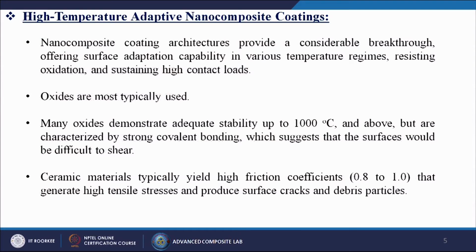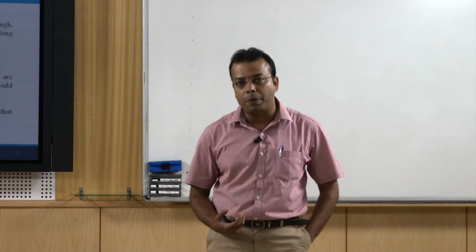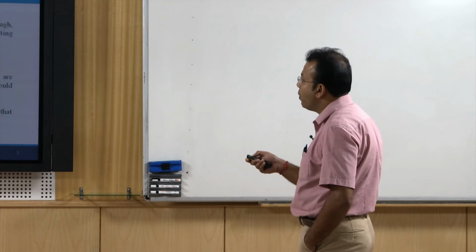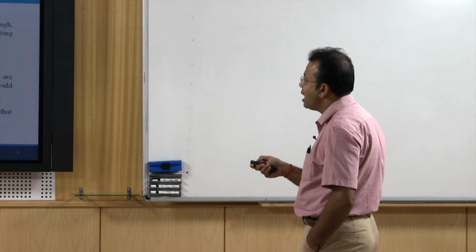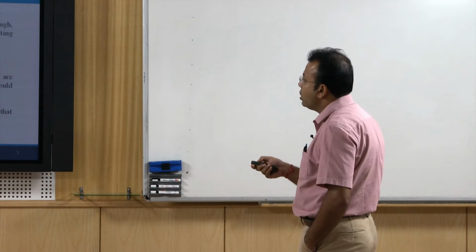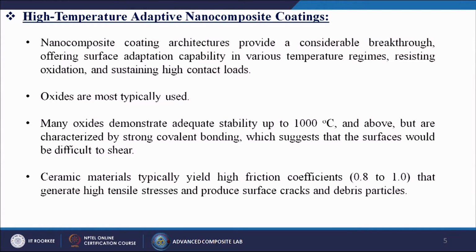Then we are going to discuss the high temperature adaptive nanocomposite coatings. This is also one type of new method by which we can improve the surface properties of particular materials. Nanocomposite coating architectures provide a considerable breakthrough, offering surface adaptation capability in various temperature regimes, resisting oxidation and sustaining high contact loads.